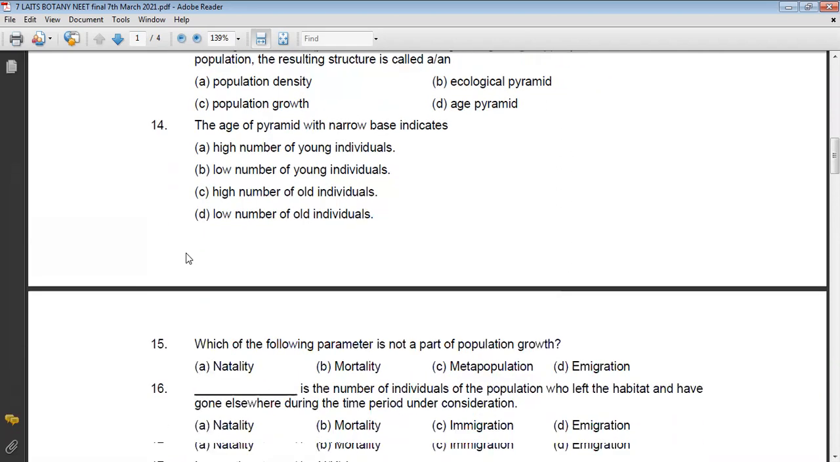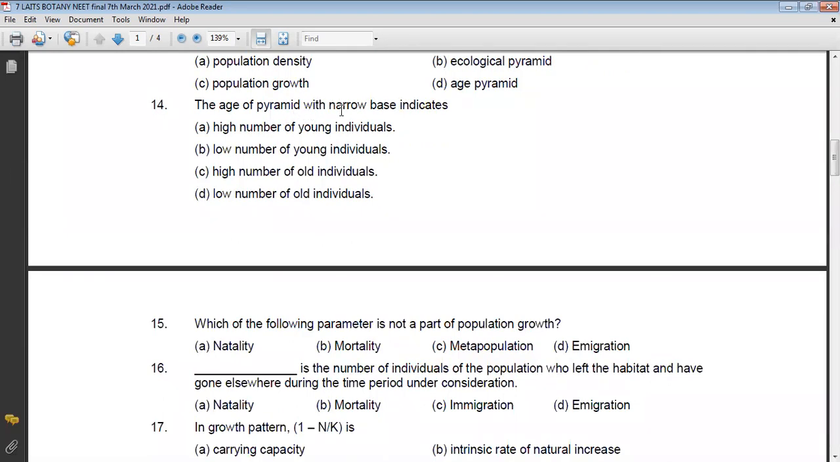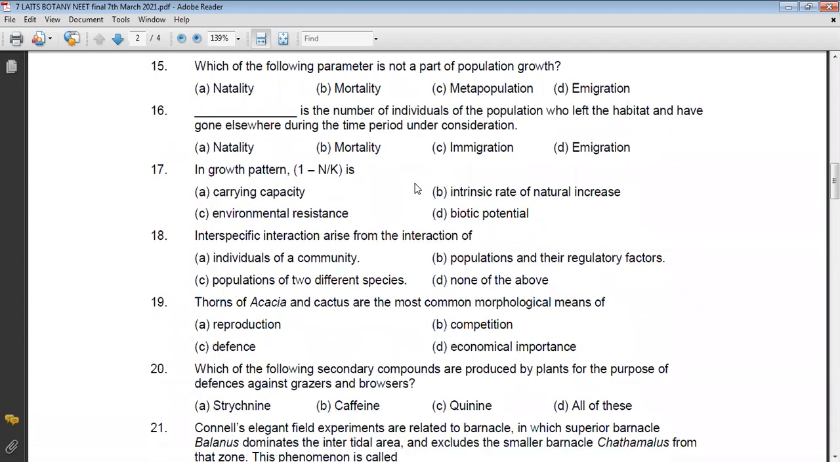14th question. The age pyramid with a narrow base indicates, if the base is narrow, that means pre-reproductive individuals are less, a low number of young individuals. That means that population is declining. Okay, let's go for the next question.